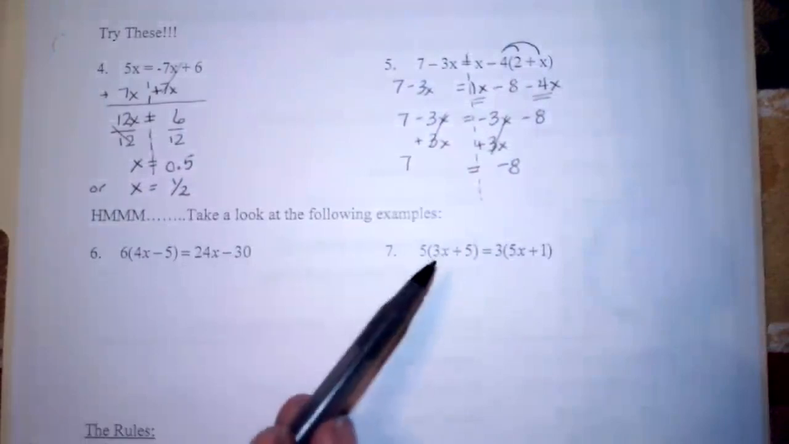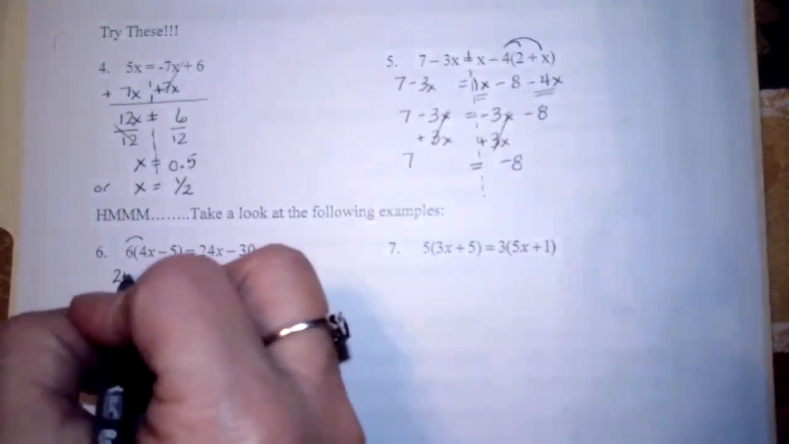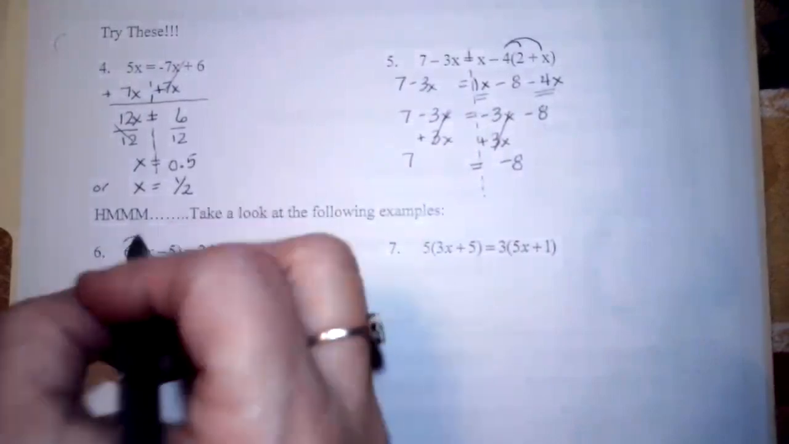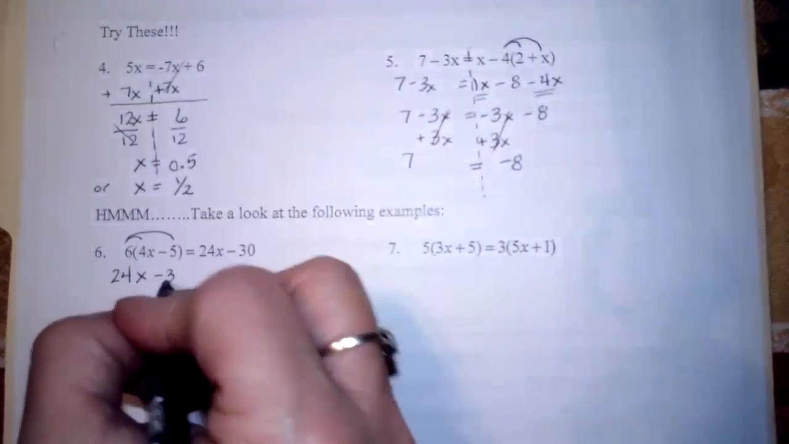Let's take a look at these two, and then we can discuss what happens or what do you do when your variables completely cancel out like they did in number 5. All right. So let's see, in number 6, looks like we have some more distributive property. So here we go. We're going to go 6 times 4x. So 6 times 4, 24. Put your x back on. We have 6 times 5, and there's a negative sign in front of it. That means we have minus 30.